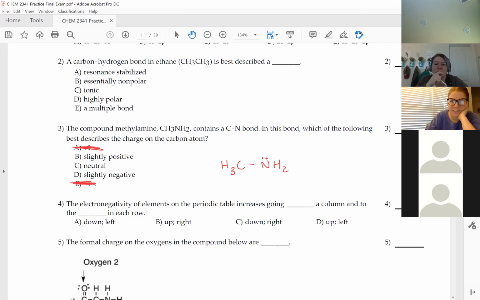So then the next question is, the slightly positive and the slightly negative could only happen if there was a dipole in this molecule. Is there a dipole in this molecule? Is there a difference in electronegativity between carbon and nitrogen? Yes. There is a slight dipole pointing towards nitrogen. So the carbon is going to end up being partially positive and the nitrogen would end up being partially negative.